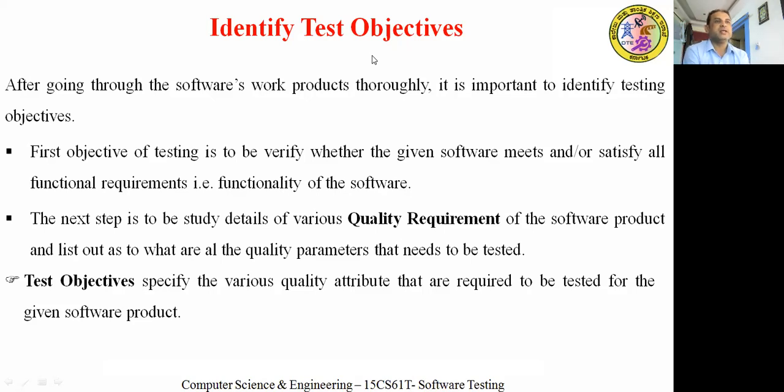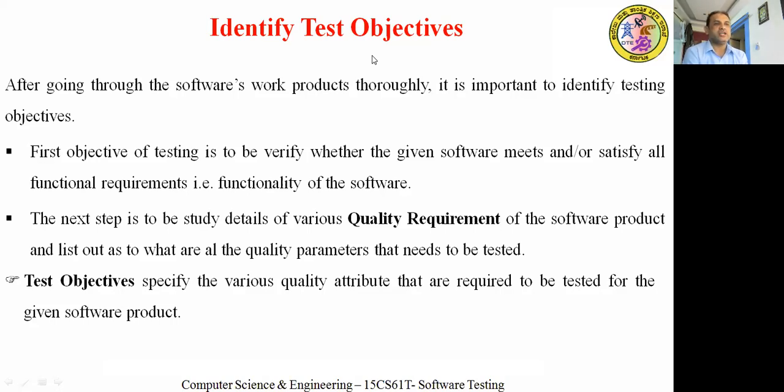The next step is to study details of various other quality requirements of the software product and list out what all the quality parameters are that need to be tested. As you have seen, there are many requirements, functional as well as non-functional. Some non-functional requirements that are essential, like performance or efficiency and security, are related to that particular project. Those we need to test. So the next step is to study details of various quality requirements of the software product and list out what quality parameters need to be tested.